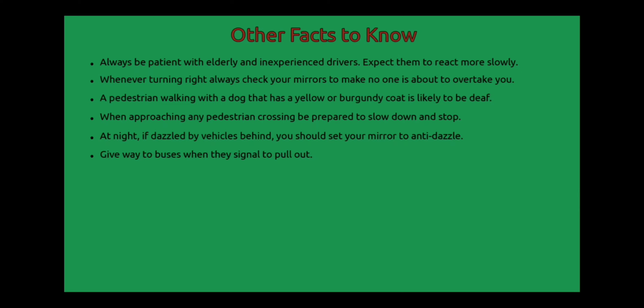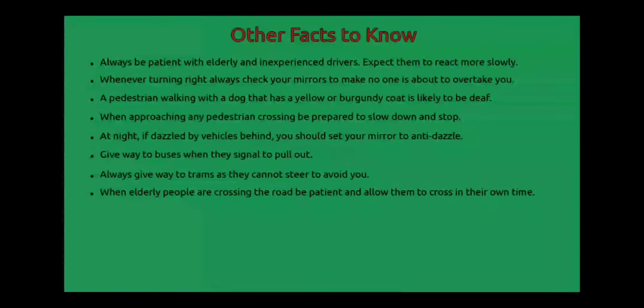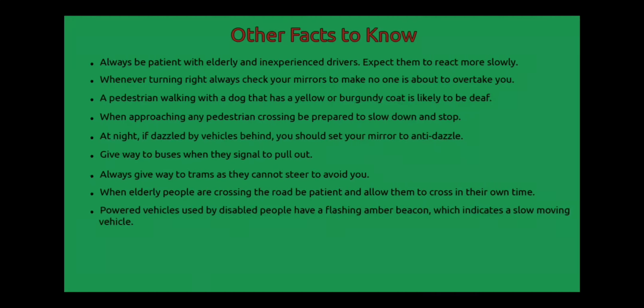Give way to buses when they signal to pull out. Always give way to trams as they cannot steer to avoid you. When elderly people are crossing the road, be patient and allow them to cross in their own time. Powered vehicles used by disabled people have a flashing amber beacon, which indicates a slow-moving vehicle. A person carrying a white stick is likely to be blind. If the stick has a red band, this means the person is also deaf.